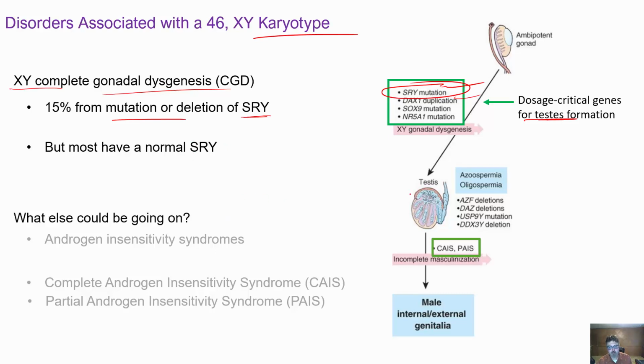Other things that we can think about further down the line, we could have what we call androgen insensitivity syndrome. So maybe you make the testes, maybe you make the androgens, but the receptors for the androgens may be defective. And if the receptors for androgens do not work properly, then you would not be responsive to androgen. And this, of course, comes in a couple of varieties. You can have a complete androgen insensitivity syndrome, so you don't respond to androgens at all. Or you could have a partial androgen insensitivity syndrome where you respond to it a little bit, but not fully like you should.